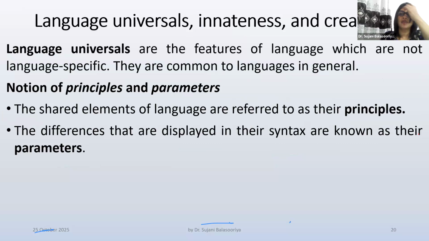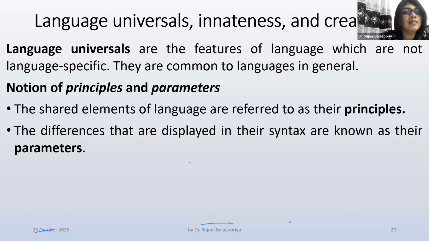Okay, then we have this idea next. This is another topic talking about language universals, innateness and creativity. This is another aspect, of course. Another property of language. We are talking about the nature of language now. One nature is language is rule governed. And this is another nature. There we talk about language universals, innateness, and creativity. So you need to be a little bit familiar with this idea.